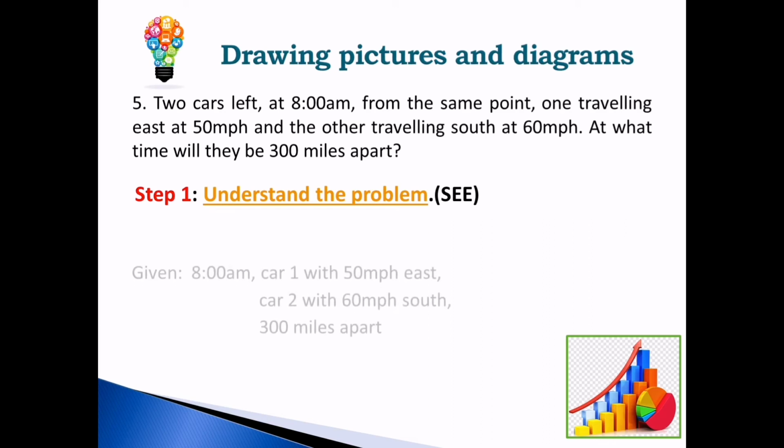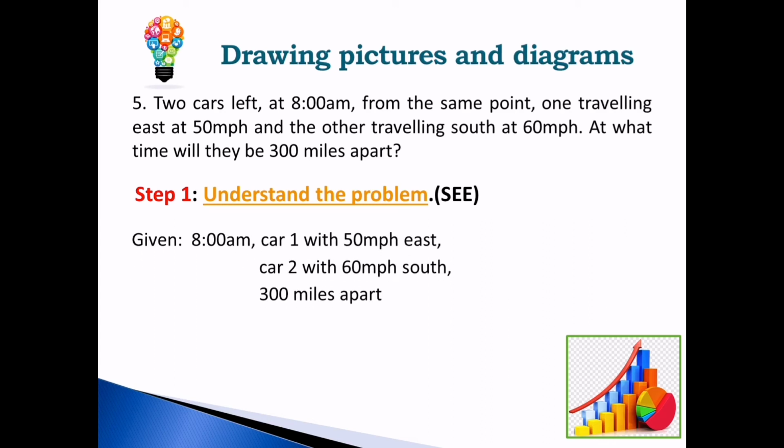So understand the problem. These are now the given. We know that there are two cars that left the same station at 8 o'clock a.m., with the speed of 50 miles per hour going east for the first car, and 60 miles per hour going south as the car 2 speed.